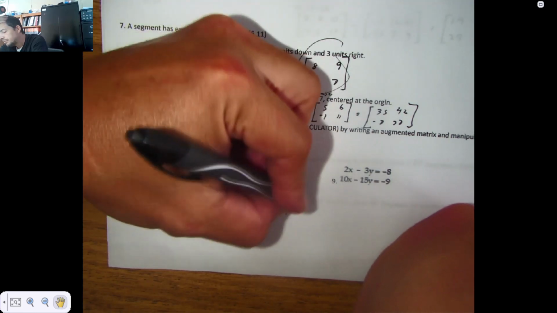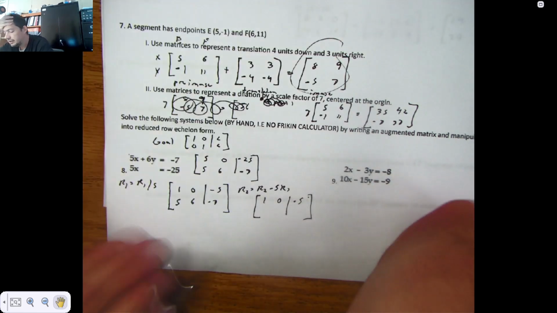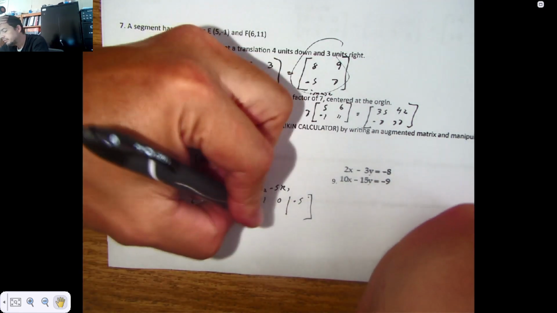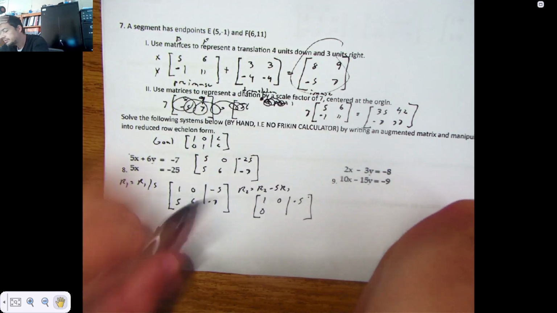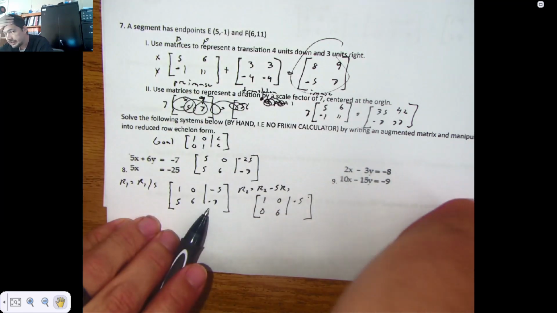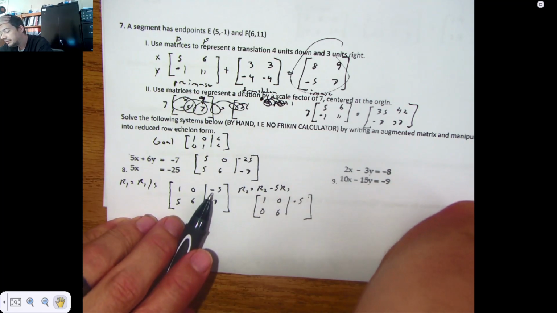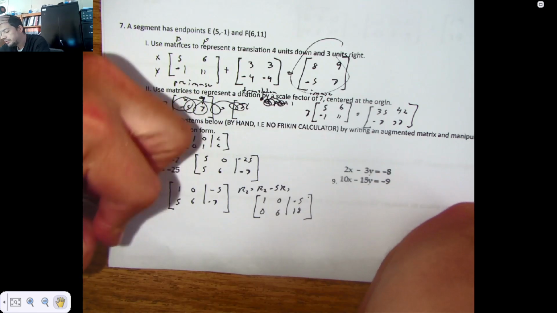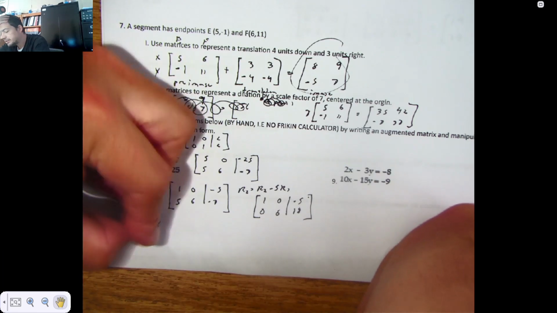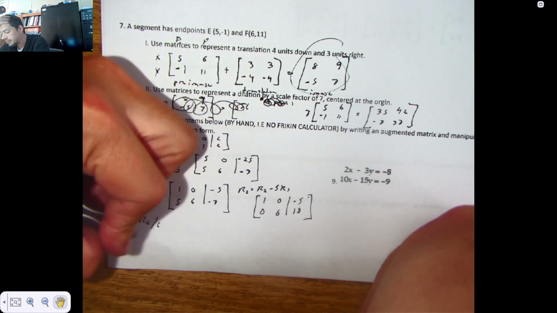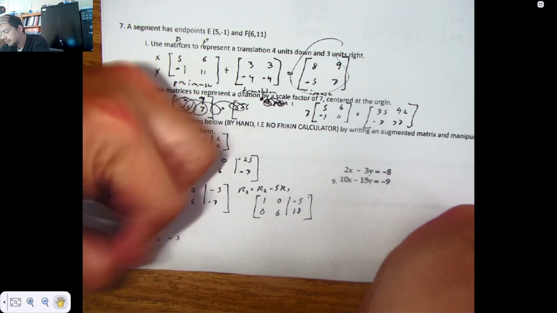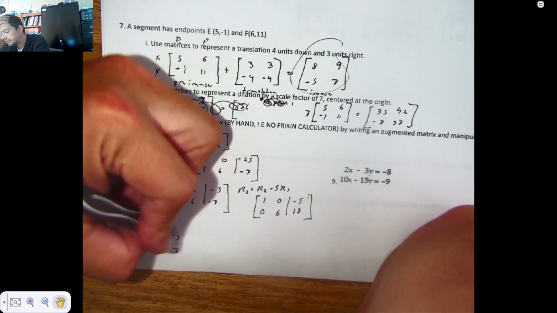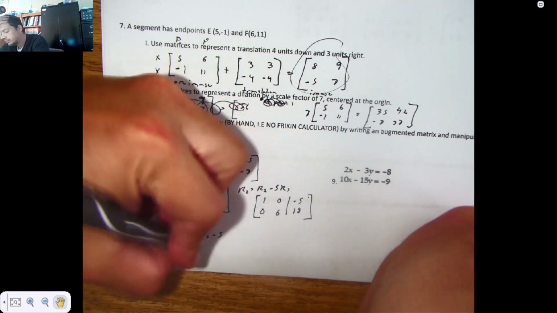And that is a row 2 operation, has 0 effect on row 1. But 5 minus 5 1s is 0. 6 minus 5 zeros is still 6. -7 minus 5 5s is 18. And my last row operation is that row 2 is row 2 divided by 6 because I want a 1 there. 1, 0, -5, 0, 1, 3. So x is -5 and y is 3.